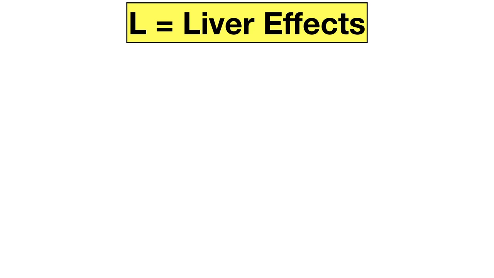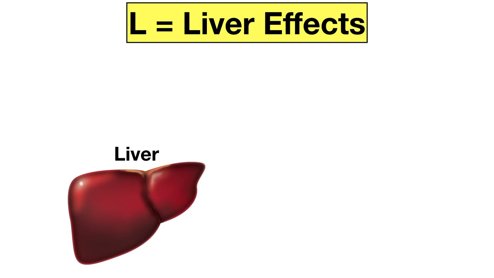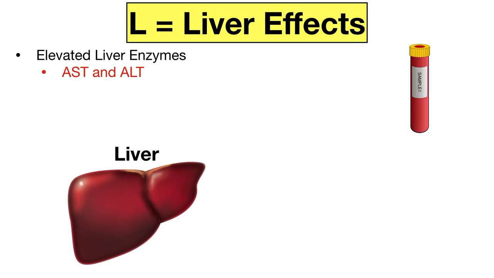The first side effect using the Lipitor mnemonic is the L, which stands for liver effects. This is because statins can cause side effects to the liver. The most common one being elevated liver enzymes, which can be measured on a blood test. The main liver enzymes affected are AST and ALT, which is why your provider may run a blood test to check these levels before starting a statin, and they may periodically check them depending on your situation.